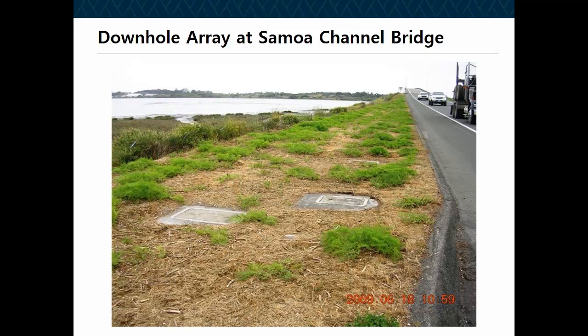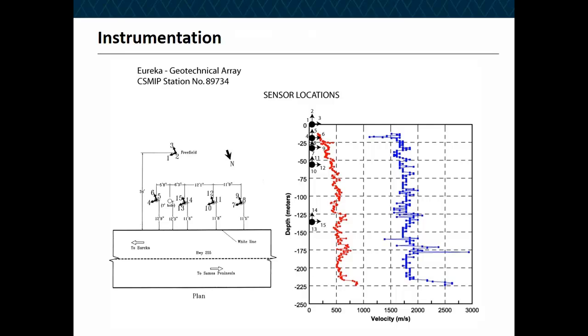This is a view of another downhole array. These are basically recorded motions. We have recorded motion close to one of the abutment embankments. This is going over the bridge. So these instruments are not attached to the bridge, but at some depth within the ground, so we can record free field motion. As you can see, at various depths we have instrumentation, all the way from 125 meters, 50 meters, 25 meters, and at the surface, so we can record the motion at various depths and also at the surface.